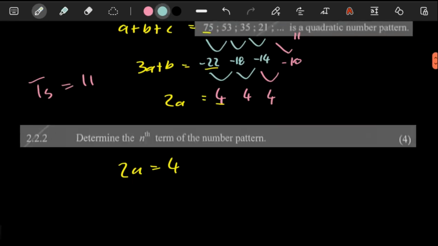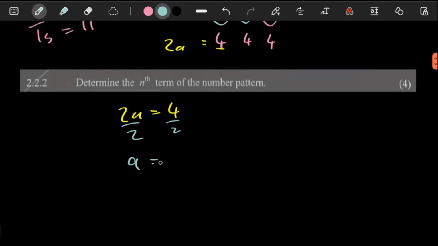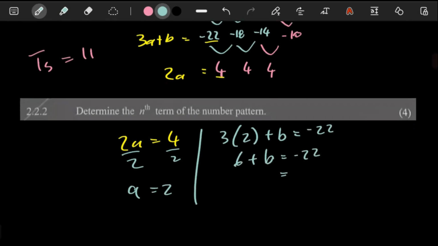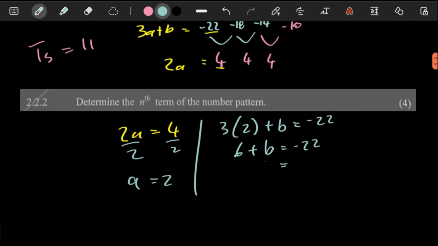Divide by 2 on both sides here, we're going to have a is equal to 2. Secondly, we throw a in there, so our a is 2. So negative 22 is 6 plus b, negative 22. What is negative 22 minus 6? That's negative 28.